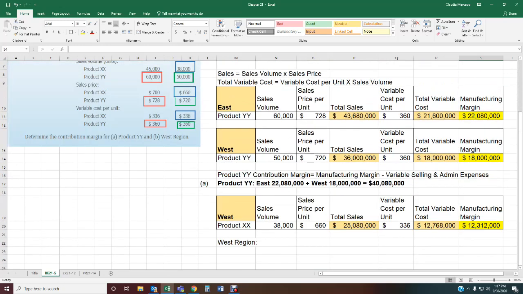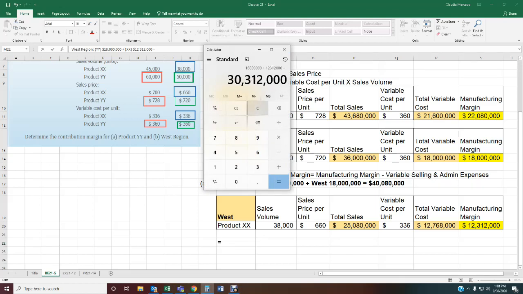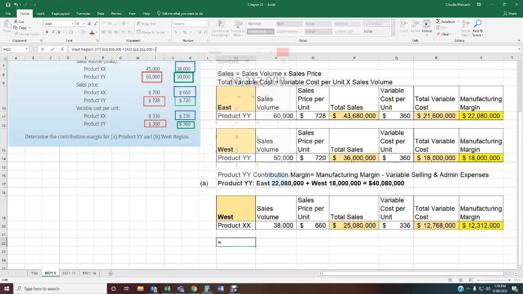So now we're going to get the manufacturing margin for the west region for product YY. We're going to do product YY first, and that is $18 million, plus product XX. We've got 12,312,000. And let's see what we get. So we've got 18 million plus 12,312,000. That gives me $30,312,000.